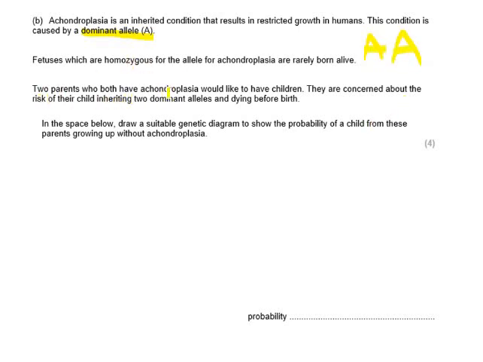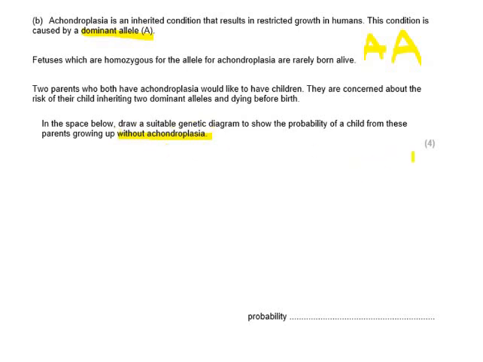Two parents who have achondroplasia would like to have children. They are concerned about the risk of their child inheriting 2 dominant alleles and dying before birth. In the space below, draw a suitable genetic diagram to show the probability of a child from these parents growing up without achondroplasia. Okay, so that's what you're trying to work out.